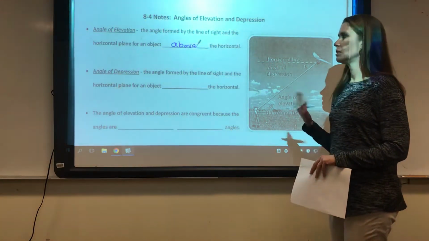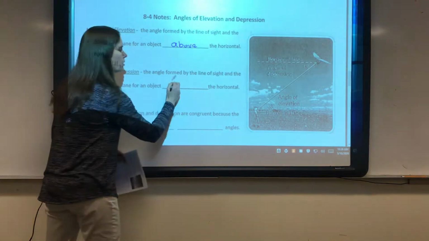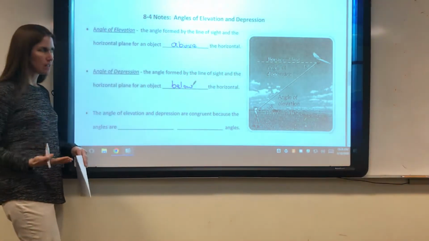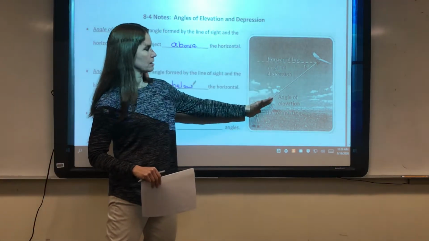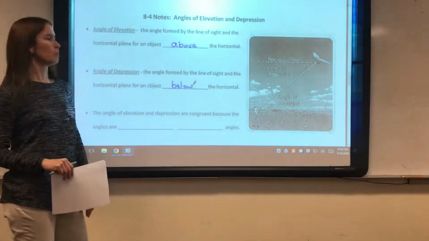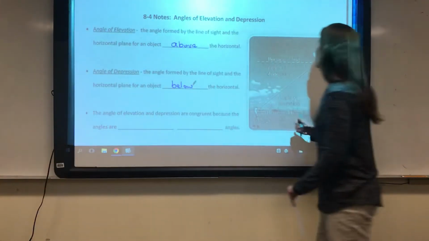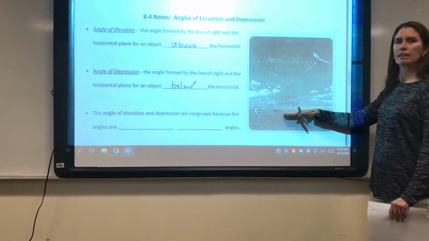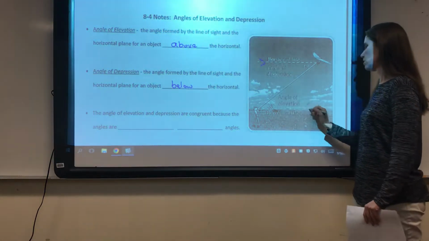Angle of depression is the angle formed by the line of sight in the horizontal plane for an object below the horizontal. Okay, again, depression means kind of down, and so in this case we've got from the horizontal pointed downward at something is going to be the angle of depression. And then the thing that you can notice here is, think about what kind of lines these would be, this horizontal line and this horizontal line, and we can think of those as being parallel to each other.